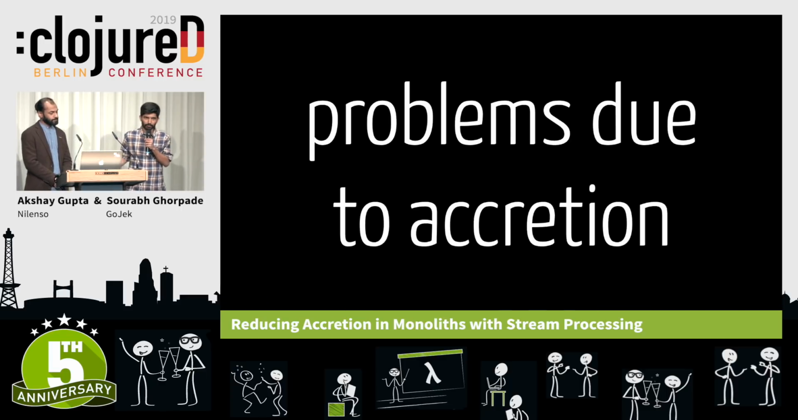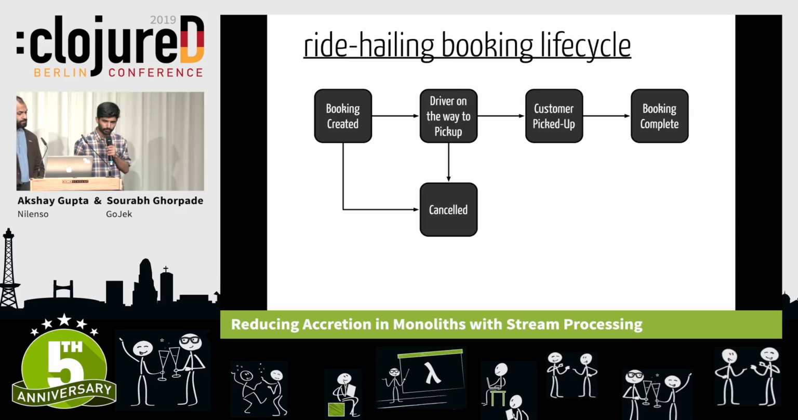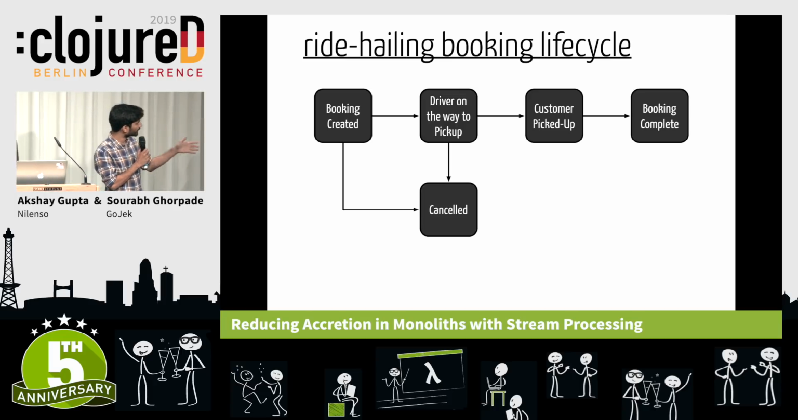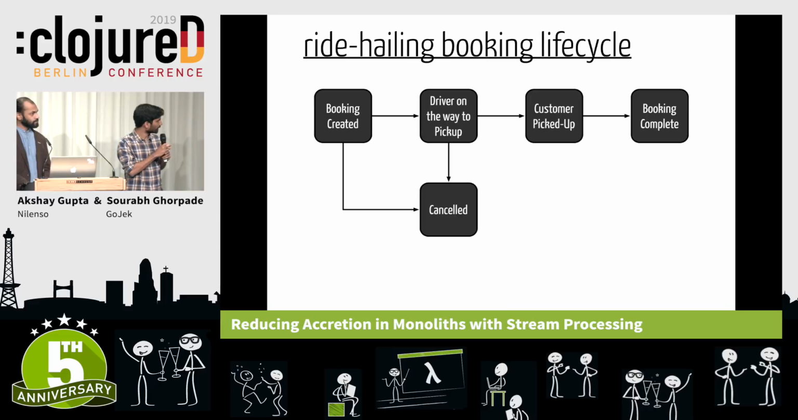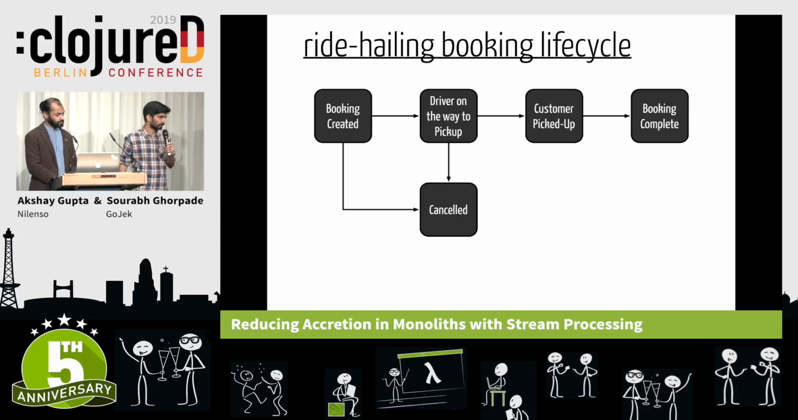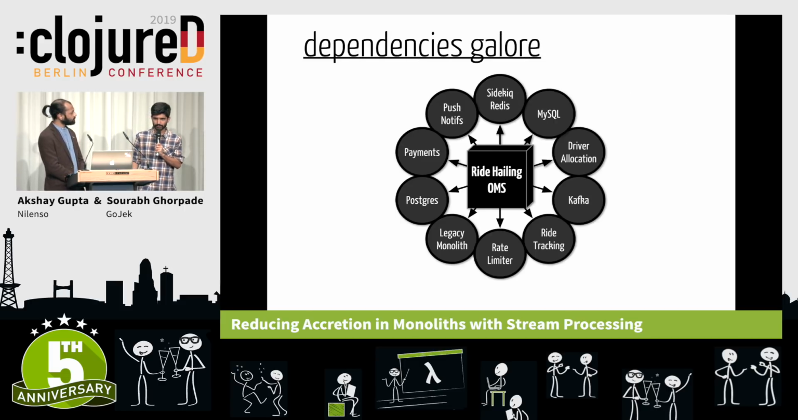So what were some of the problems that we faced due to accretion? This is typically what a ride-hailing booking lifecycle looks like, where you create a booking, then a driver is on the way to pick you up, the customer is then picked up, and then the booking is completed. And out of the first two states, maybe either the driver or the customer can cancel. This resulted in the ride-hailing OMS being a cluster of dependencies with various dependencies for various functionalities. We'll keep coming back to this over the course of the talk.